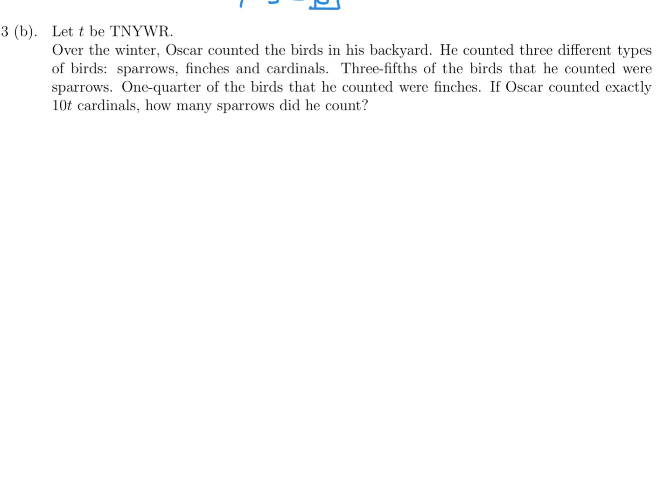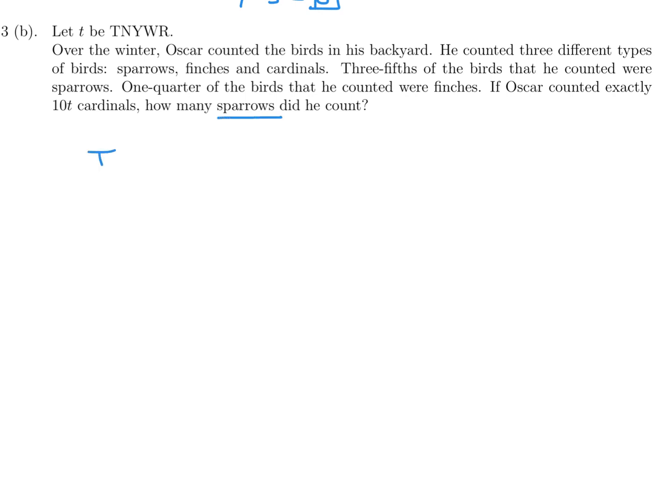Over the winter, Oscar counted the birds in his backyard. He counted 3 different types of birds: sparrows, finches, and cardinals. 3/5 of the birds that he counted were sparrows. 1/4 of the birds that he counted were finches. If Oscar counted exactly 10t cardinals, how many sparrows did he count?